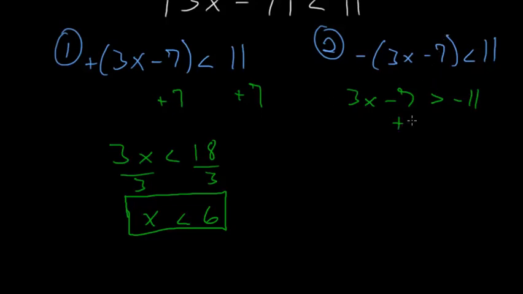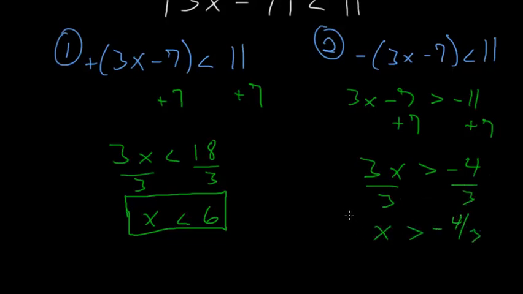So now we can add 7 to each side. So we have 3x is greater than negative 4. And then dividing each side by 3, we have that x is bigger than minus 4/3. So this is our second half.